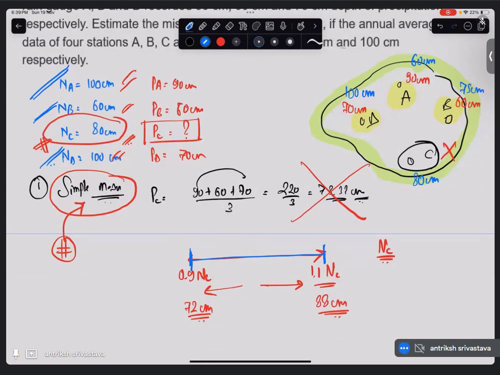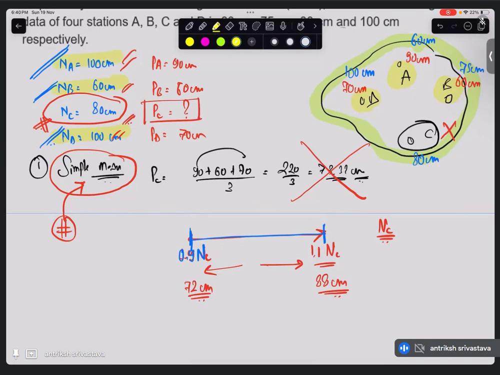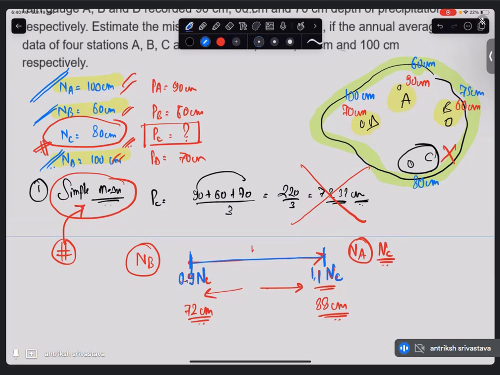I'm probably not making very understandable sentences, but that's why I'm drawing it here: the annual means from these different rain gauges have to fall within this particular range so that you can use your simple mean method. But what do we see here? We see that NA and NB are falling outside. Oh my god, I made a mistake here. NA was actually 60 centimeters, so NA is falling outside here, and ND is falling outside here, and only NB is within the range, and NB is actually 75.